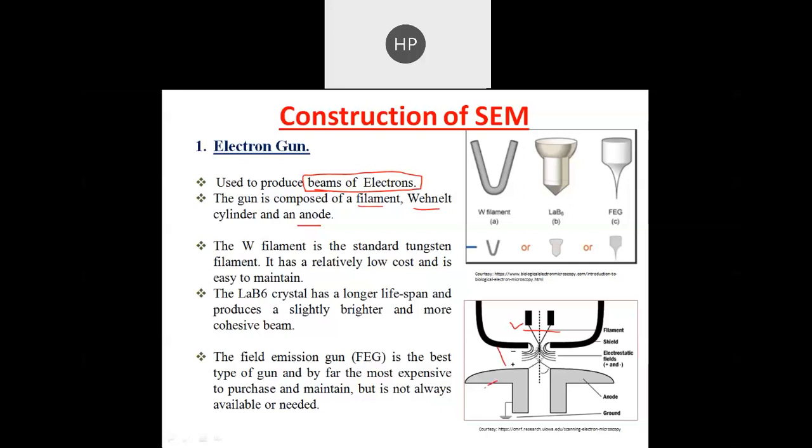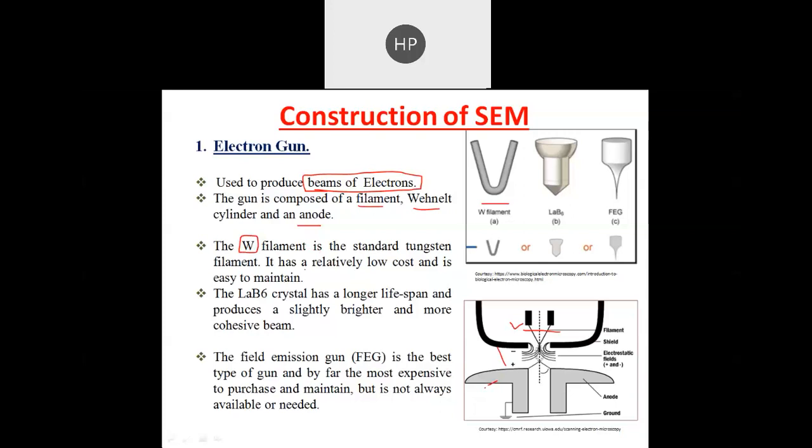Now the filament can be of different types. The W filament is the standard. W here means tungsten, so the tungsten filament is the standard filament.